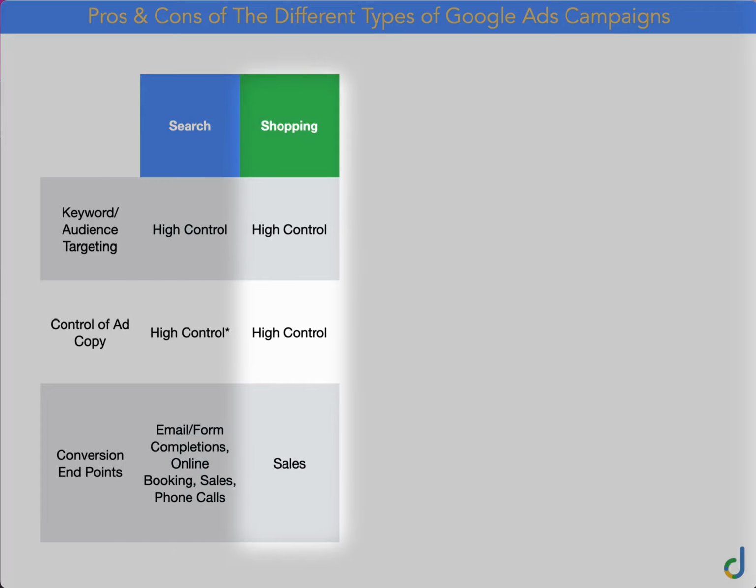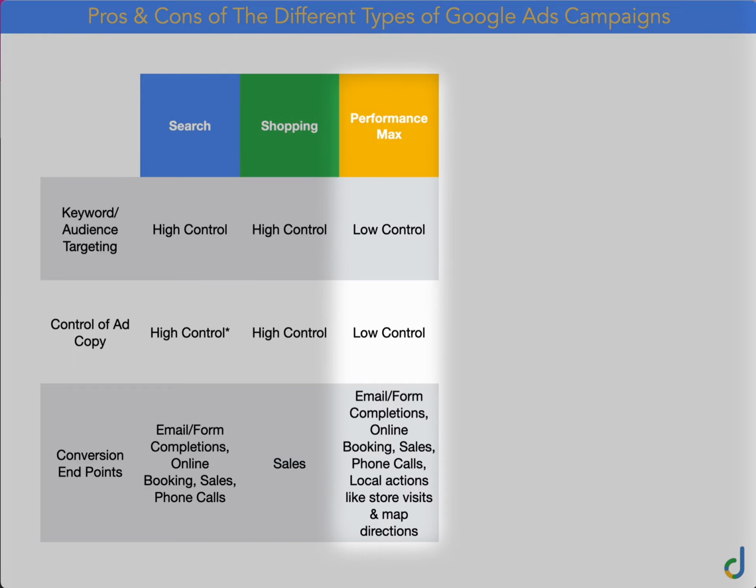Shopping, you've got high control over the audience and keyword targeting, and also high control over the ad copy. With shopping, you're not creating ads, but the data is grabbed from your product titles. And obviously for shopping, it's really about generating online sales.